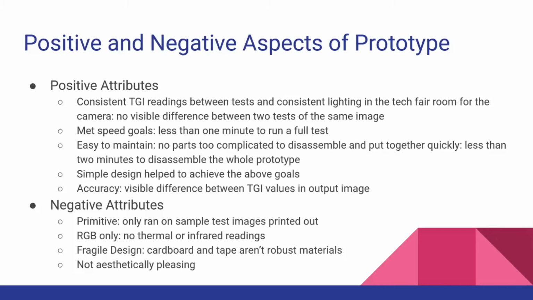In addition, we only used an RGB camera, and we didn't have any thermal or infrared or multispectral readings that would provide more accurate information and give us access to better indices to measure crop health. So this was just a limitation of the resources available to us.